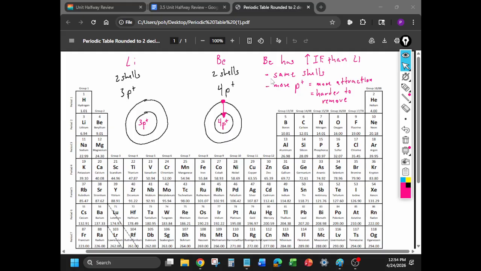Okay, if the question asks which one has a lower ionization energy, what would the answer be? Yeah, lithium, because it's easier to remove the electron. Okay, so that's how you want to take a look at it.